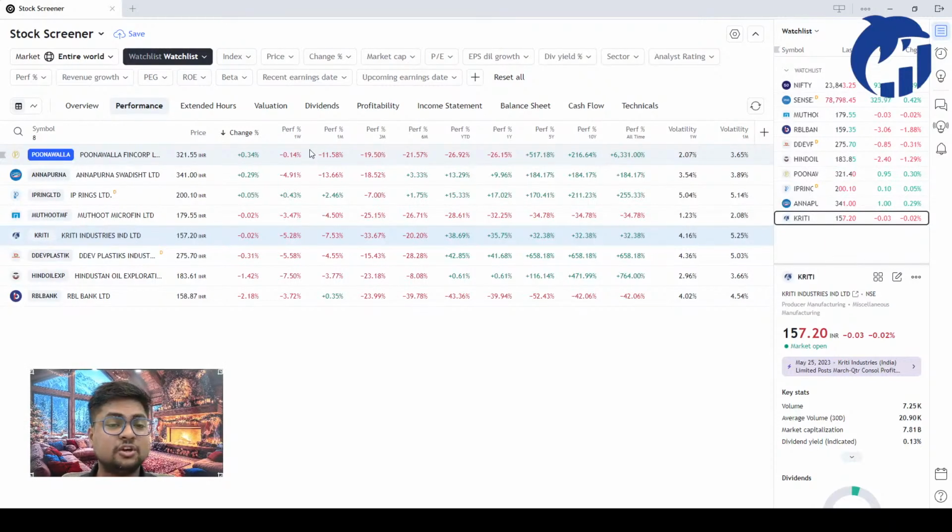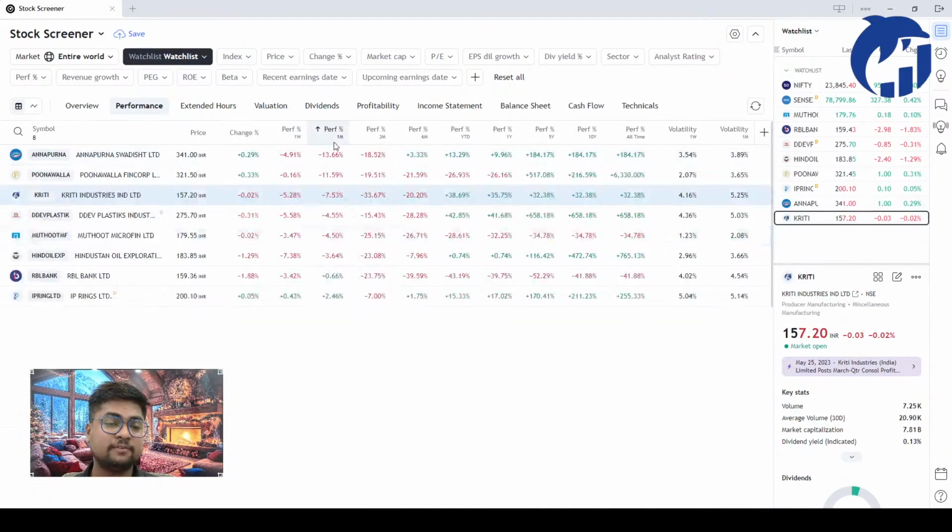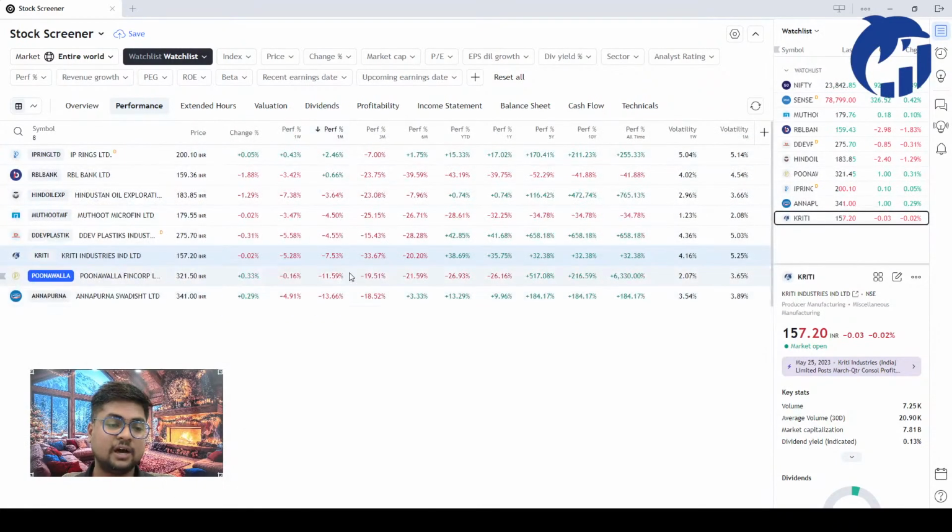Buy as much stock as you can. Don't worry about the returns. We are here to provide you with the guidance and returns. So just look at the weekly performances. These are the weekly performances as of now. If you talk about the monthly performances, Annapurna Swadhisht has been our largest fall on a monthly basis. IP Rings is the only gainer, and RBL Bank is also a gainer in the 1 month time frame.